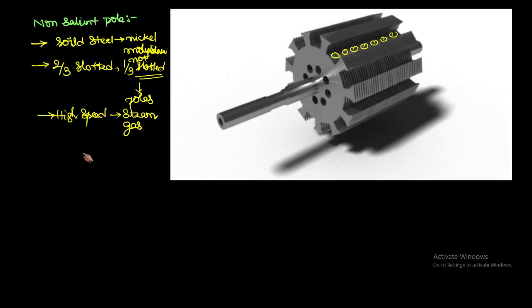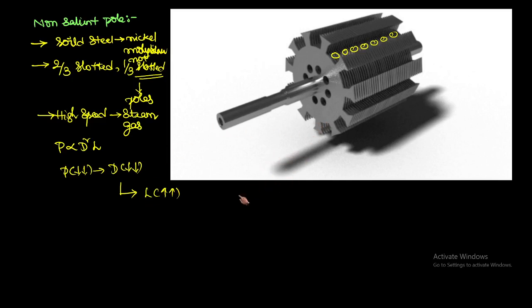Coming to the power developed, we already know it is proportional to d square L. As the speed is high, we require fewer poles. If there are fewer poles, the diameter also decreases. As the diameter decreases, for a given power output the length will increase in the case of the cylindrical type of pole rotor.